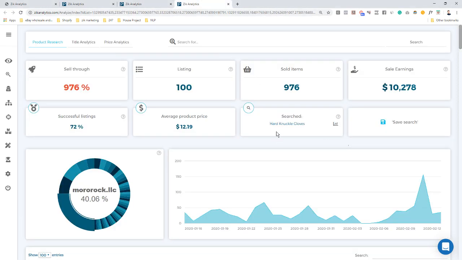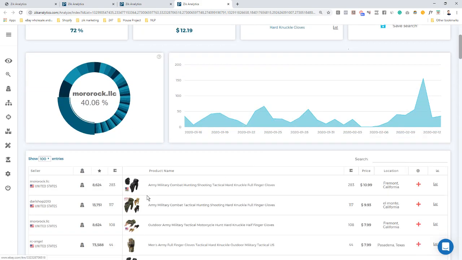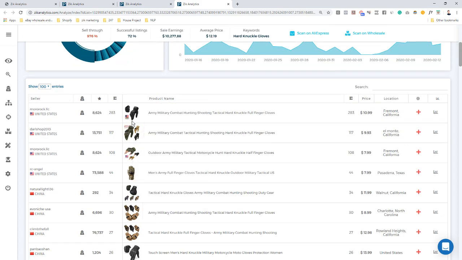Okay, so let's look for the hard knuckle gloves. Definitely high demand on eBay. 97% sell-through rate, 72% successful listings. Sell earnings 10,000, average product price $12, and again increasing sales, something which is going on overall on eBay right now. We can see which products are selling. They usually look the same, okay? But look at the keywords.